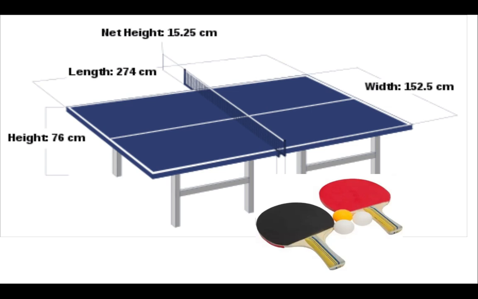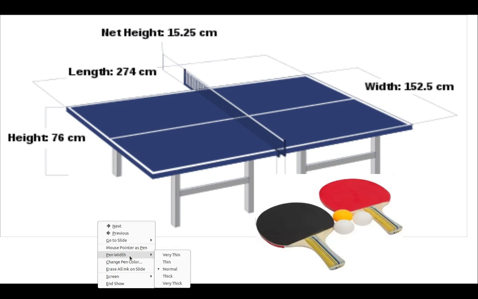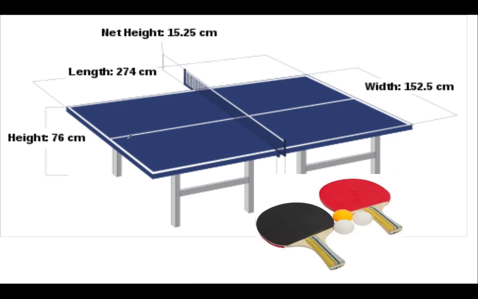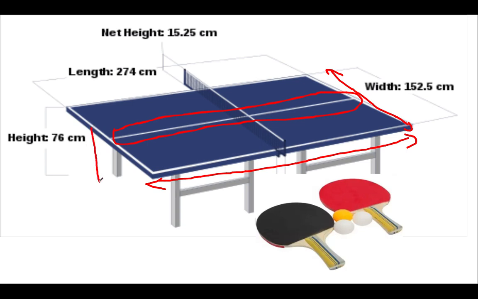You can see here on the screen a table, and you can see there are so many lines on this table. Now we will discuss these lines. This middle line is known as the center line. The length of the table is 274 centimeter, the width of the table is 152.5 centimeter, and the height of the table from the ground is 76 centimeter. Okay, this is the measurement of the table.